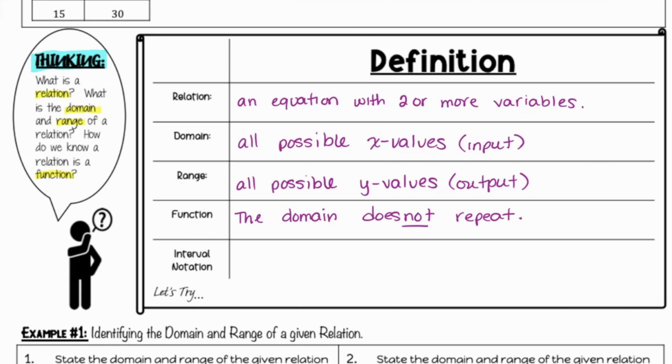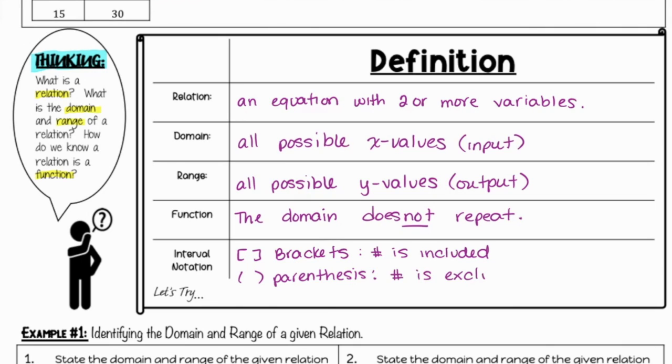And lastly, we have interval notation. So how do I represent my numbers or my answers using interval notation? We're going to see brackets and parentheses. Brackets just mean that the number is included, and parentheses mean that the number is not included. All right, so that is some of the definitions that we're going to need to do our lesson for today.